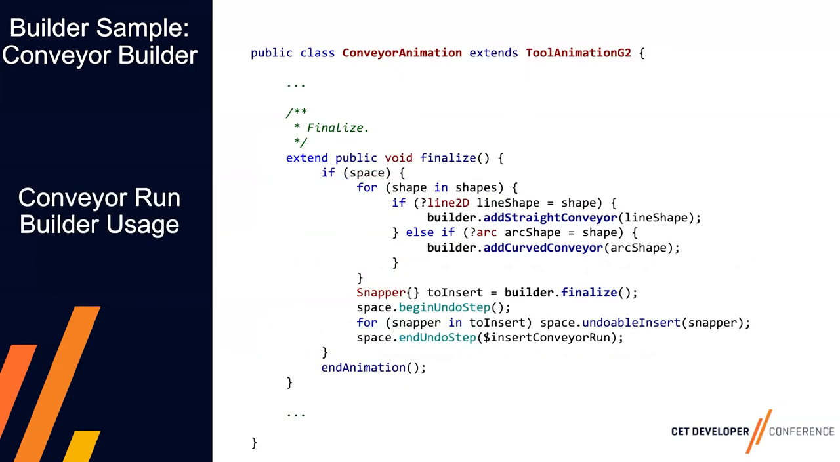So what does this builder actually end up looking like in use? Well, to actually use this builder, we created an animation in which a user defines a set of lines and curves all connected to each other end to end. And then when they hit finalize, the animation goes through all of those shapes that the user created and builds up straight or curved conveyors out of them, and then inserts the entire run into the drawing. So as you can see here, we are looping over, and then we're actually calling the builder add straight conveyor and calling the builder add curved conveyor. We then call finalize and insert.